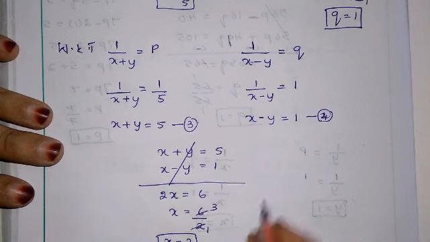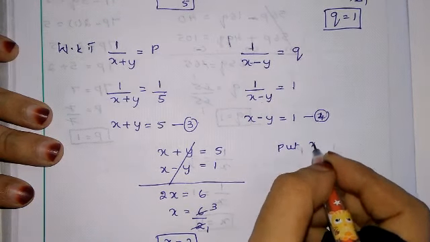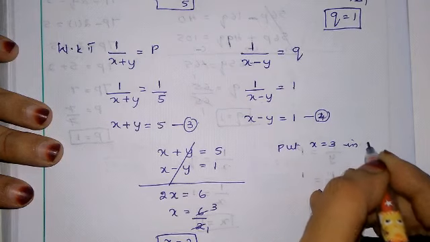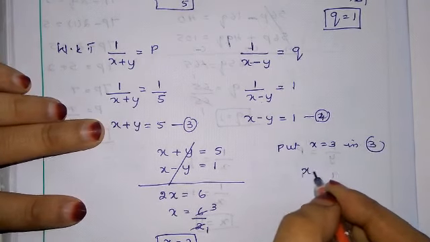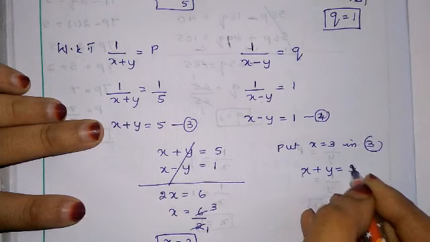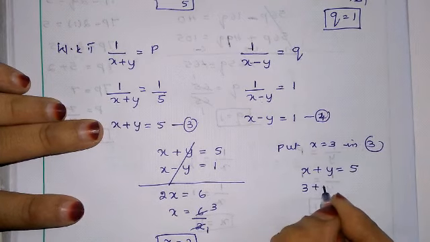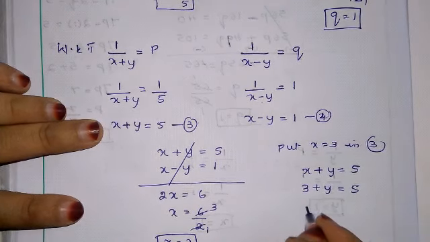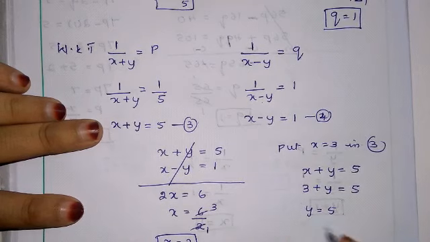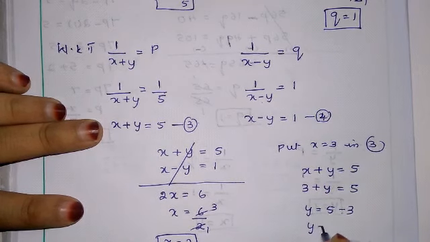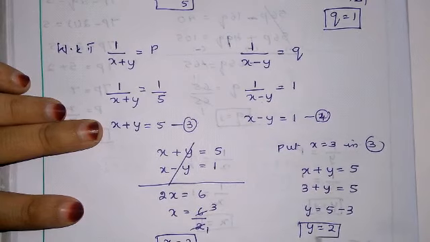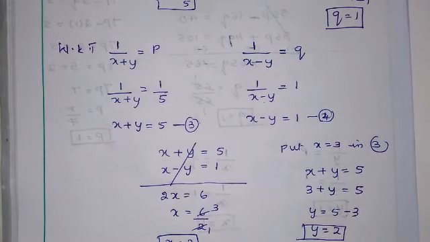x we got 3. Put x is equal to 3 in equation 3. x plus y is equal to 5. 3 plus y is equal to 5. y is equal to 5 minus 3. y is equal to 2. We got the x value and y value.